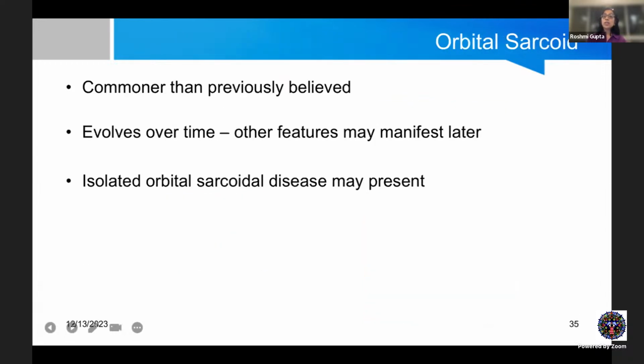Orbital sarcoid is commoner than previously believed. In fact, quite some years back, people used to say, oh, there's no sarcoid in Indian patients. But that's not true. We definitely do see sarcoid, including orbital sarcoid. And there may be evolution of the disease. Manifest later.